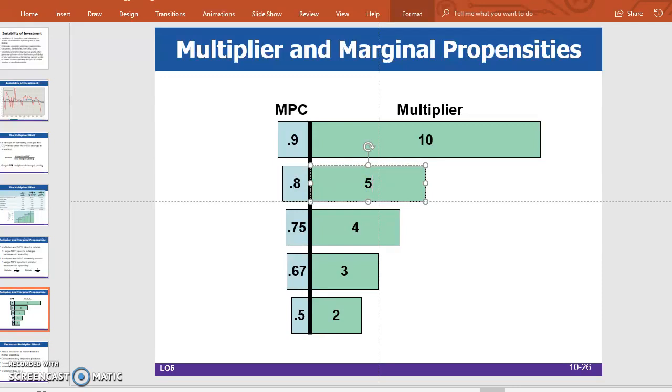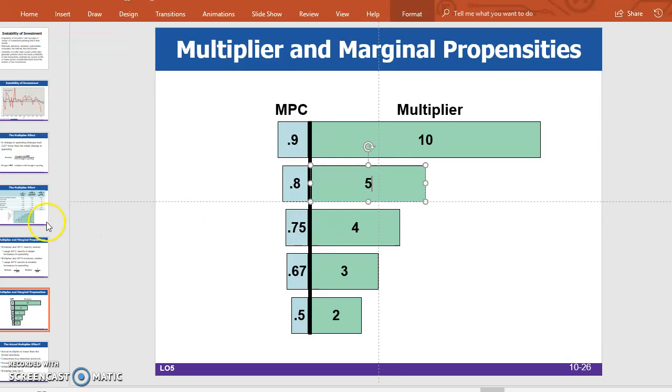When the multiplier is 5, that means that for a $1 increase in initial investment or spending, the result is a GDP increase of 5 times the original increase in spending and investment. So if spending or investment increased by 5 billion and MPC is 0.8, then the increase will be how much? 5 times more. Initially it was $5 billion, the increase in investment, so 5 times more will be $25 billion.